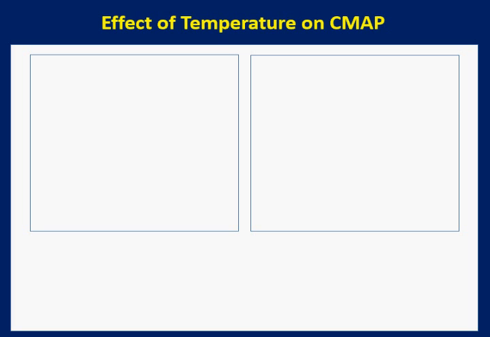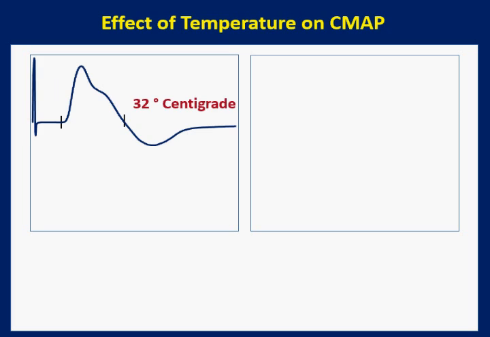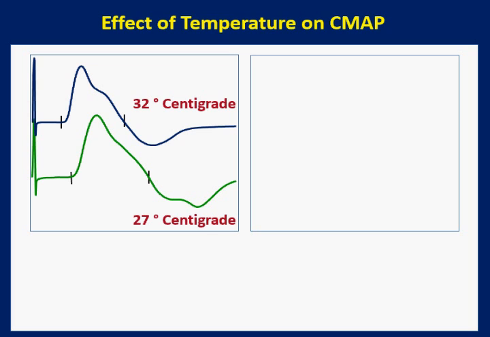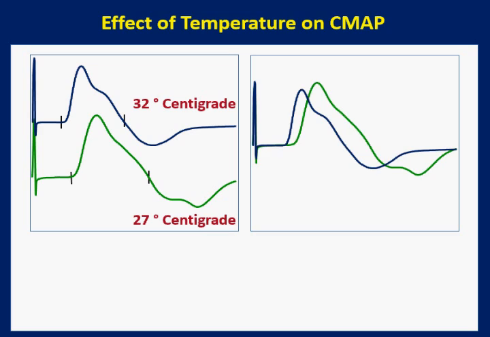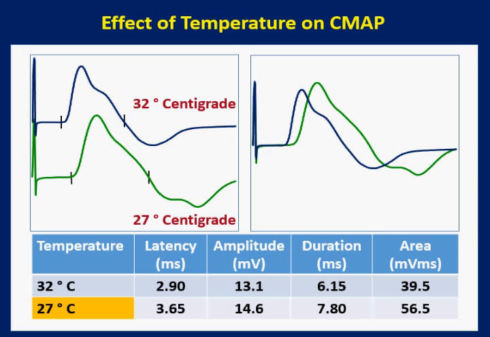Here are the compound muscle action potential recordings in a median motor nerve conduction study when the temperature was 32 degrees centigrade and 27 degrees centigrade. The change in waveform is better appreciated from the superimposed traces. The tabulated data shows increased distal latency at lower temperature.